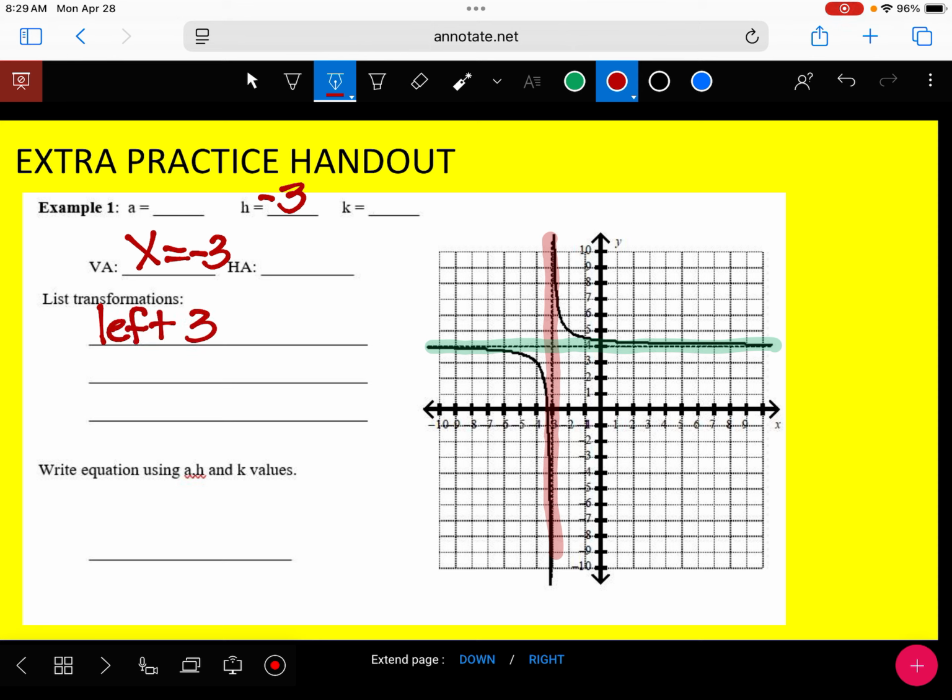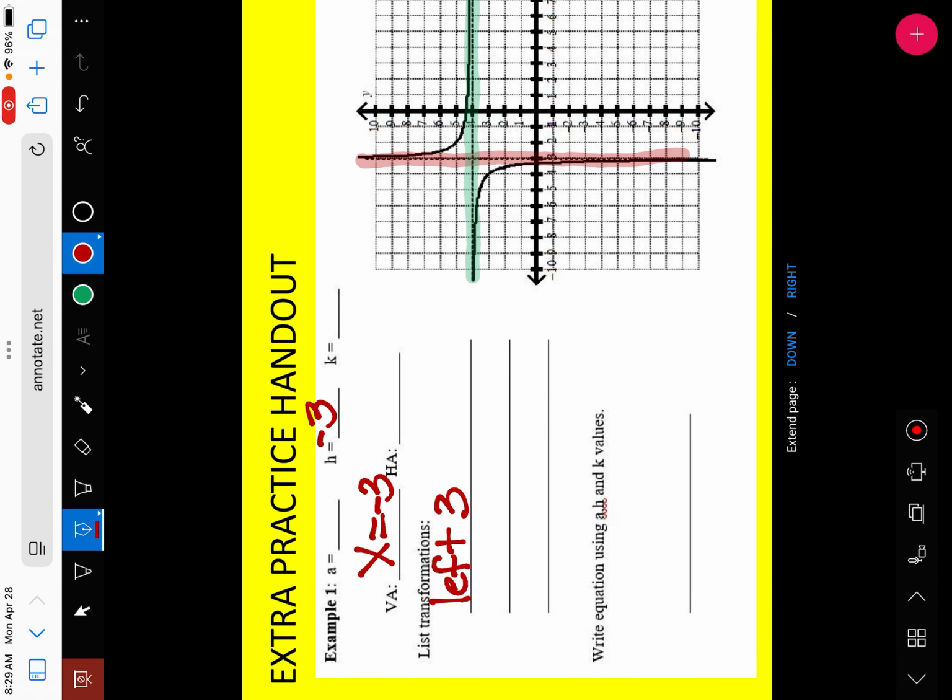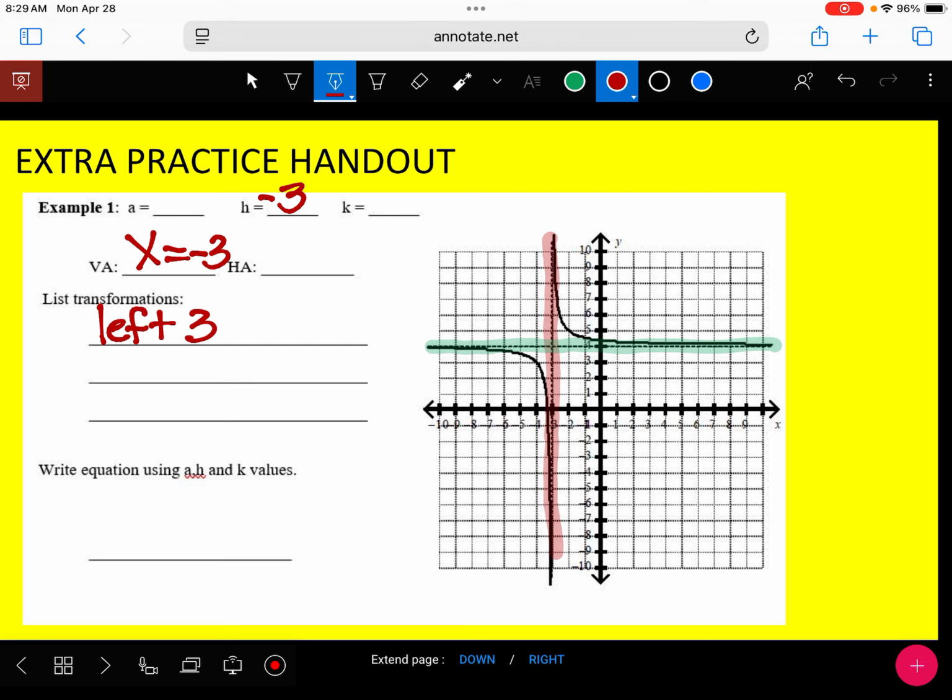All right, so Daniela, where is my other asymptote at? So we talked about the vertical one. Where's the horizontal one at? The green one. Y equals 4. Good. Oops, I did not mean to make that go sideways. Okay, so it's at 4. So y equals 4, which means it moved up 4.